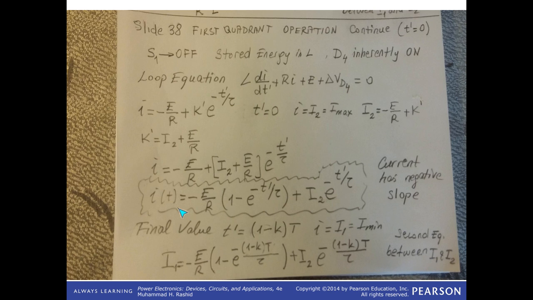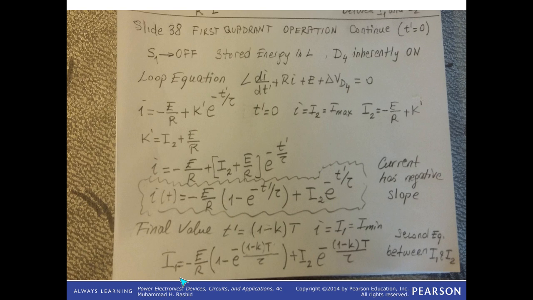Then this is the second equation. If I put time prime is equal 1 minus kt, what am I going to find? In that case, I'm going to find I1, I minimum. The second equation is this one, that one.